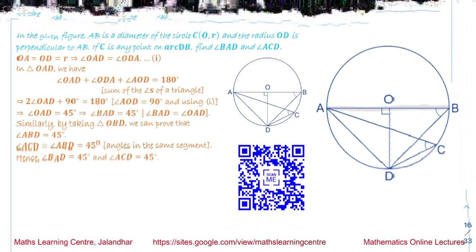Now if we look at the triangle ECB, we are talking about this angle at E. This is the exterior angle of the triangle ECB, and its value is the sum of the interior opposite angles, that is X plus Y.